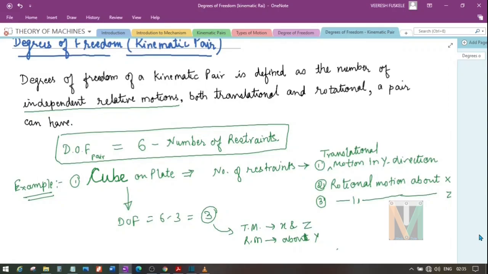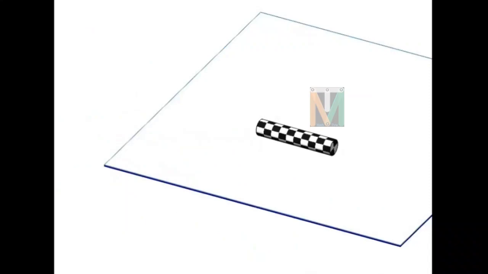Right? So let us now see some more examples where we can see how the type of joint is responsible for the number of restraints. So whatever independent relative motions a kinematic pair can have, that will be the degrees of freedom of that kinematic pair. So this is another kinematic pair in which a cylinder is placed over a plate. So there is a contact between the cylinder and the plate. So let us see which motions are possible and which will be restricted.